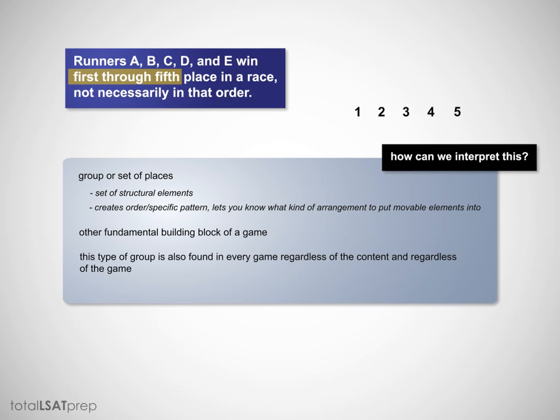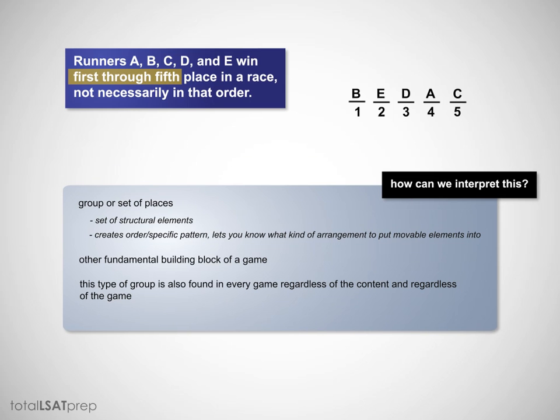So here we have 1, 2, 3, 4, 5. And now we can put the movable elements, who were in a sort of unarranged mass, in a straight line. We have B first, E second, D third, A fourth, and C fifth. So here we see that the structural elements give us a specific pattern, a straight line for our arrangement.